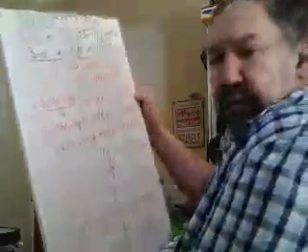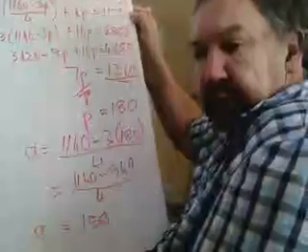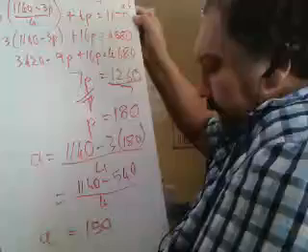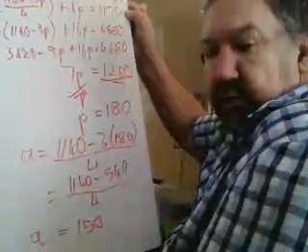So I'll leave the last steps to you to figure out. Just to confirm, 1,140 minus 540 is 600, and 600 divided by 4 is 150.